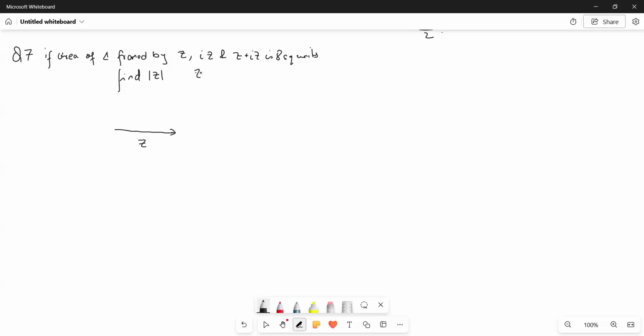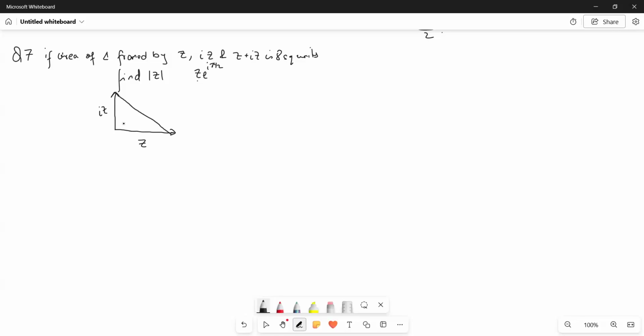Can we write IZ as Z e power I pi by 2? है ना, e power I pi by 2 क्या होता है? Cos pi by 2 plus I sin pi by 2, which is I. But if we multiply a complex number Z with e power I pi by 2, what would it do? It will rotate the complex number by an angle 90 degrees. So if this is Z, then a vector perpendicular to it would be IZ. And then Z plus IZ will be their resultant, third side of the vector.